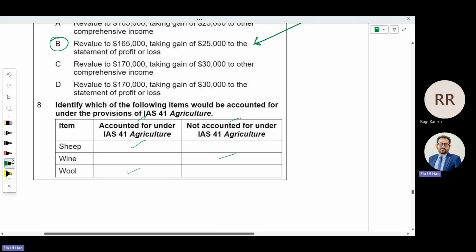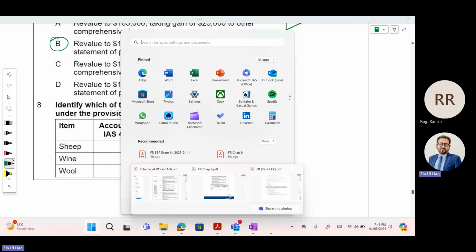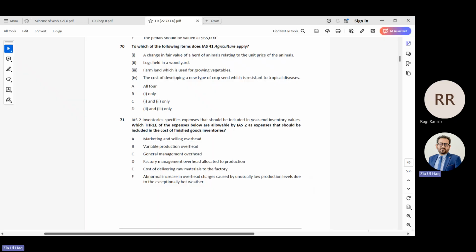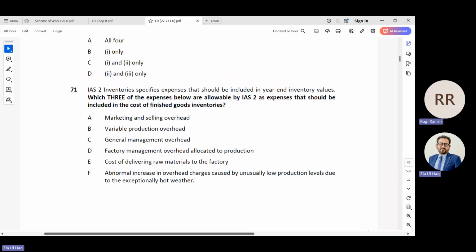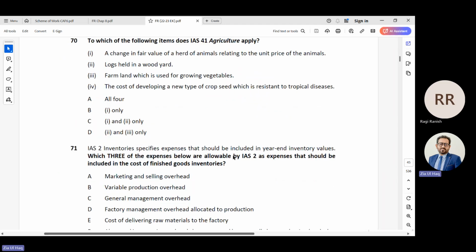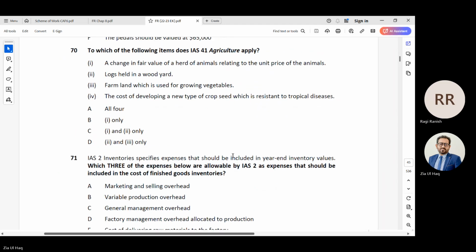So this chapter is completed. Let's have some MCQs from Kaplan Git, because I haven't identified specific MCQs from BPP Git. So we are going to cover some MCQs from Kaplan Git. MCQ number 70. To which of the following items does IAS 41 Agriculture apply? Good luck, everybody.